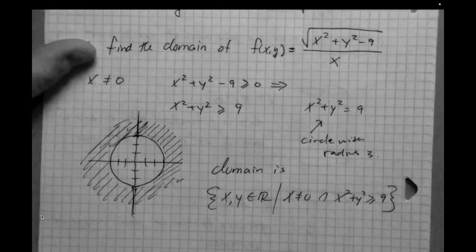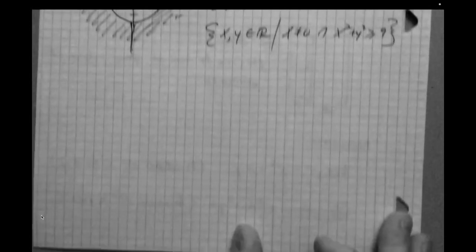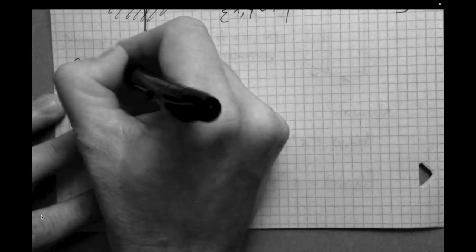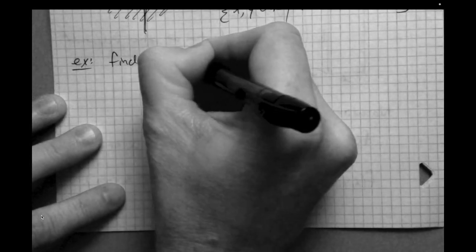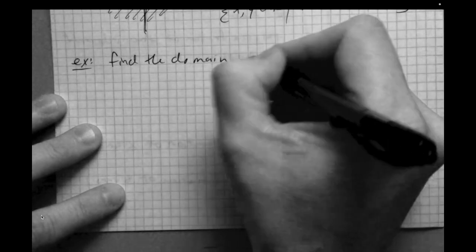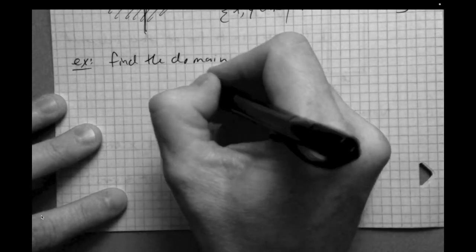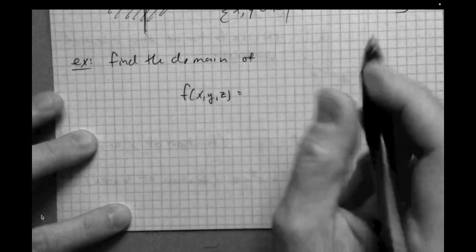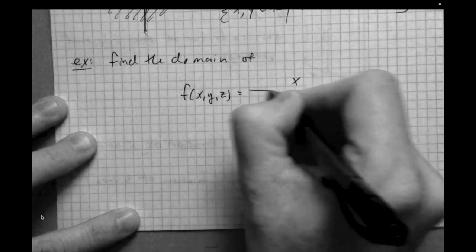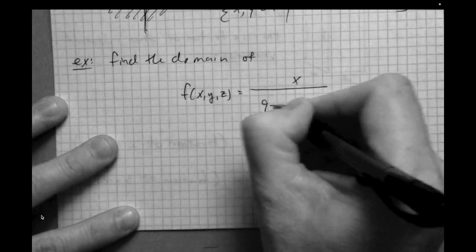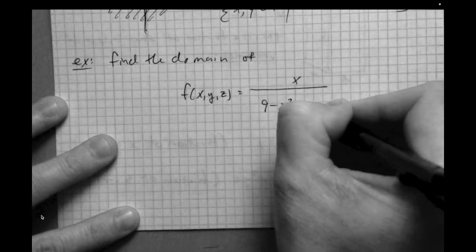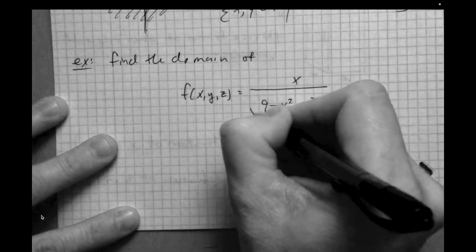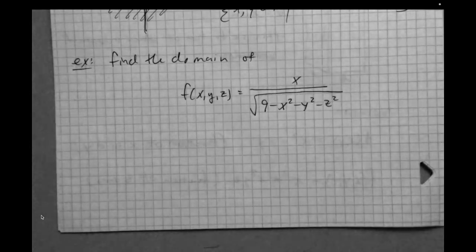Let's do one more example like this. Let's do another example kind of similar to this. What about this one? Find the domain of f of x, y, and z, which is equal to x divided by the square root of 9 minus x squared minus y squared minus z squared. So it looks quite a bit different.